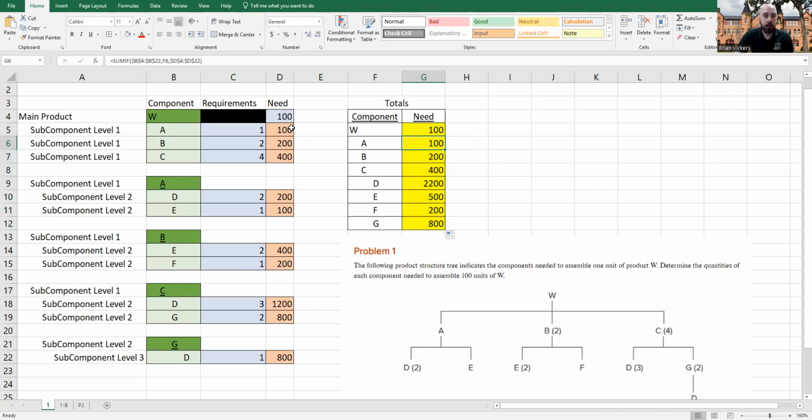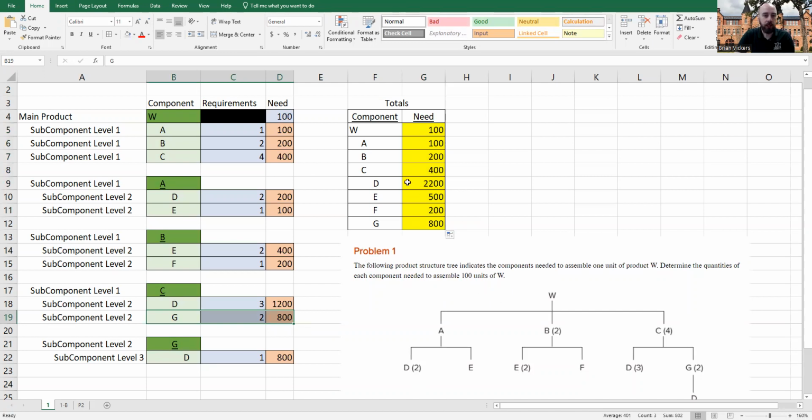So A's, I only need 100, right? B's, I need 200. C's, I need 400. If you remember, when we added up all the D's, we got 200 plus 1200 is 1400. 1400 plus 800 is 2200. E's, we've got 100 E's here and 400 E's here. That's 500. F's, there's 200 here. G's, there's 800 here. So it worked. And that's all there is to it. That's all there is to making the bill of materials with that product structure tree.